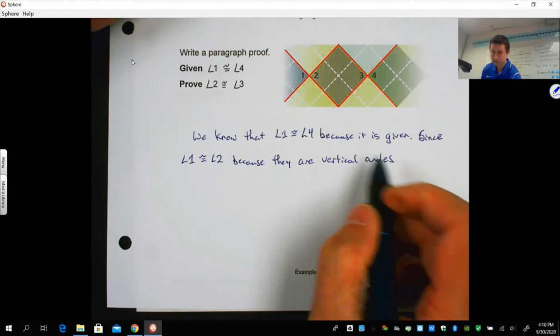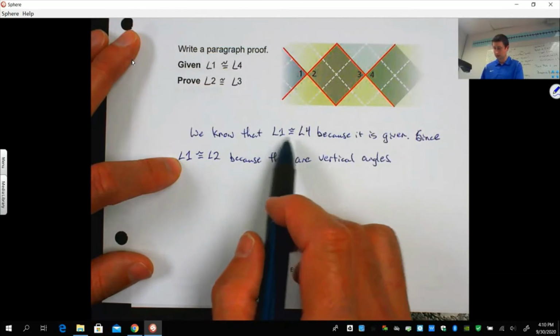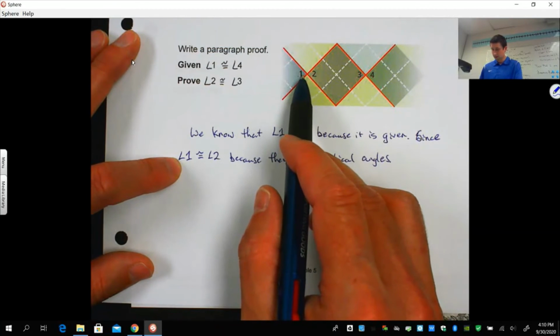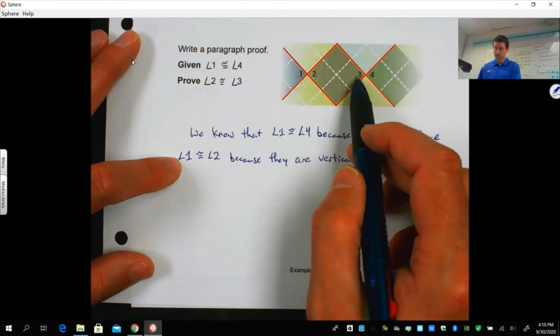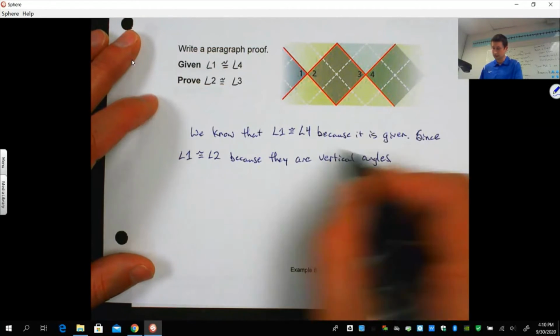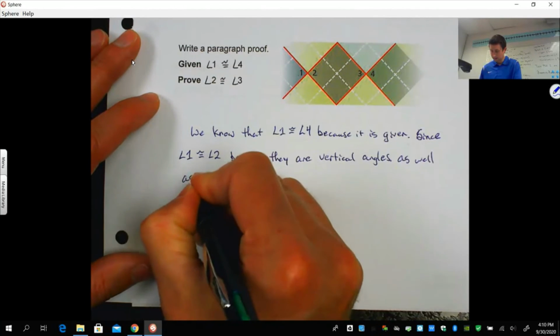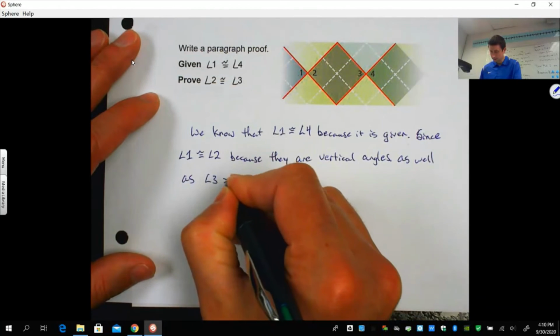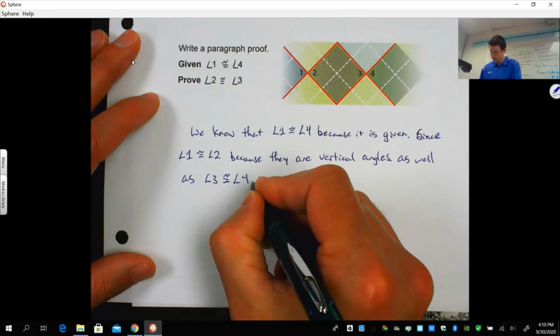Okay, so you see how I'm just kind of writing out my thought process, and I have to give a reason for it. So you can't just say, well, 1 is congruent to 2, and 3 is congruent to 4. Okay, why are they congruent? Because they are vertical angles. As well as angle 3 is congruent to angle 4.